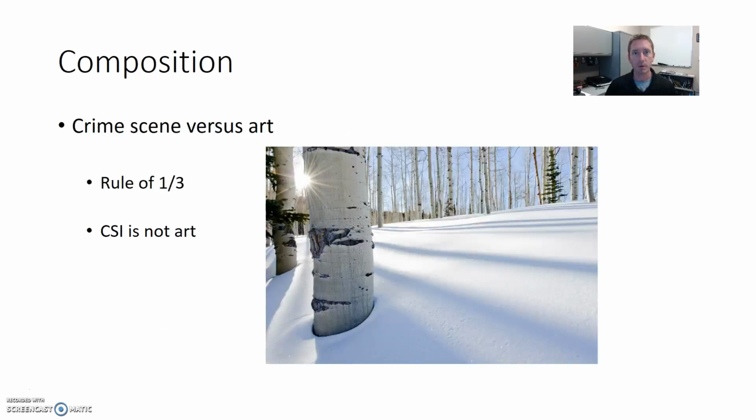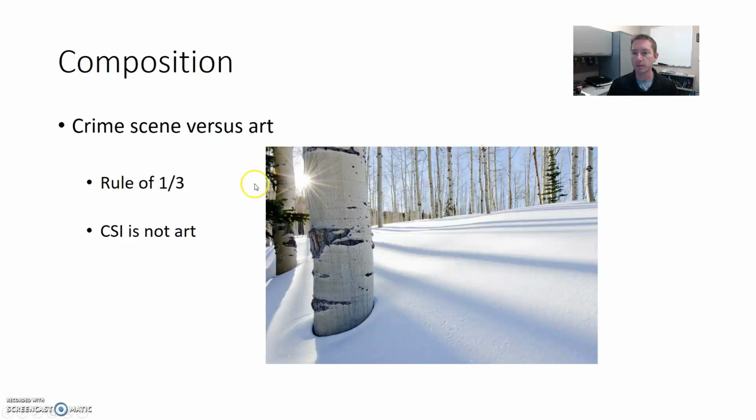Now, one thing to remember about composition, if you Google photo composition or you take any other photography classes related to artistic photography, what you quickly find out is that CSI is not art, and a lot of your composition involves artistic thoughts. And a big part of composition is something called the rule of thirds. In artistic photos, what you want is to have things of interest fall upon lines that are right around the 1/3 mark in a picture.